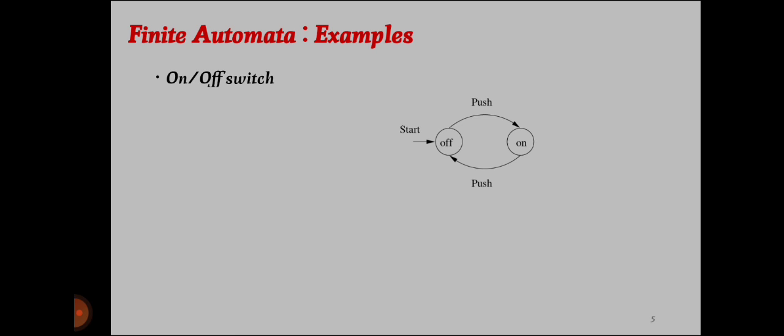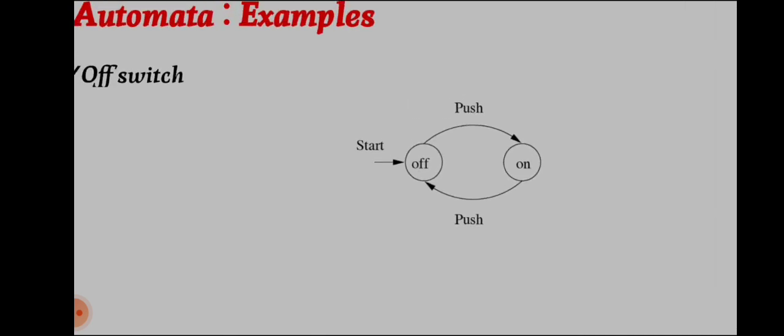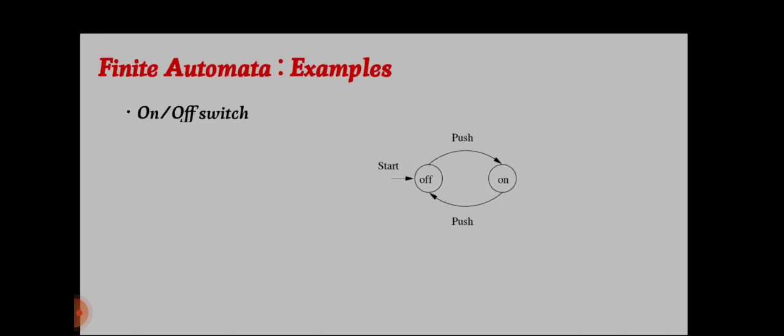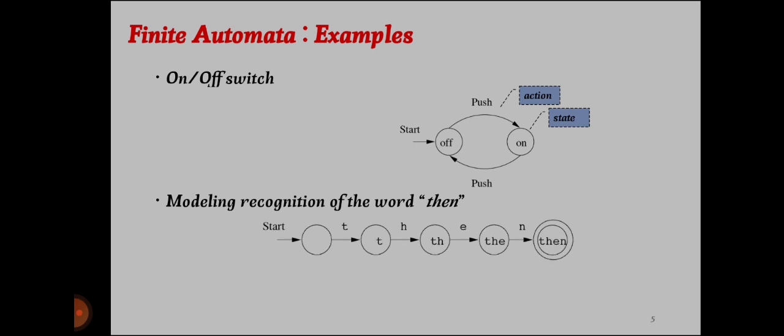Finite automata examples. For example, an on-off switch. As you can see in the picture here, off is the starting state, and the input between is push. The push is the action. Modeling recognition of a word: as we can see in the figure, the starting state, transition, intermediate state, final state.